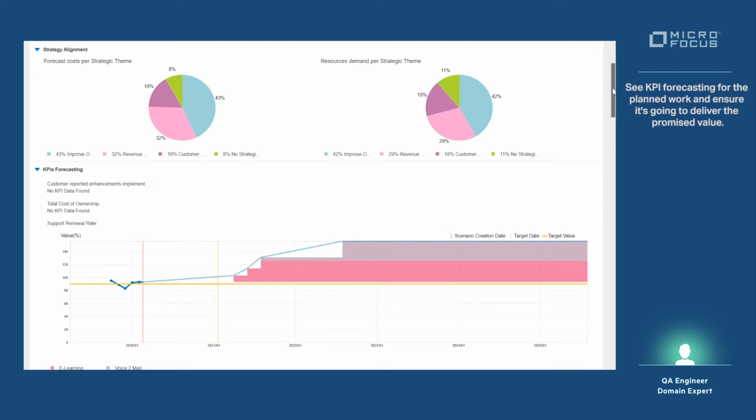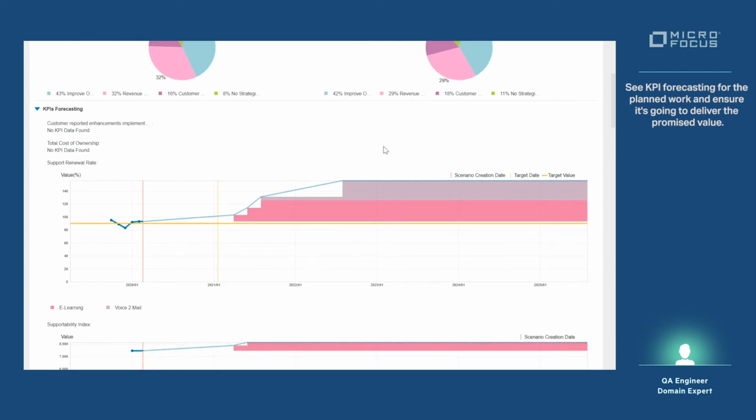And if I scroll down here as well and look at the KPI, you'll see that for the support renewal date rate KPI, two pieces of work, e-learning and voice to mail, are helping to deliver that KPI through the life of this particular portfolio, or at least this particular what-if scenario of this portfolio.